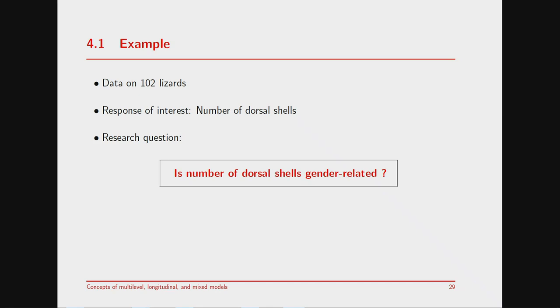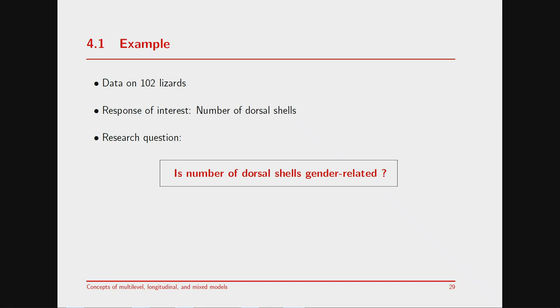And the number of dorsal shells, so these animals have their whole body covered with shells, and depending on the region of the body, it's a different type of shells. Here we're looking at the number of dorsal shells, which is the number of shells on the back of the animal. And the researchers were interested in knowing whether the number of dorsal shells would be gender related. So if the female animals would have more or less dorsal shells than the male animals.